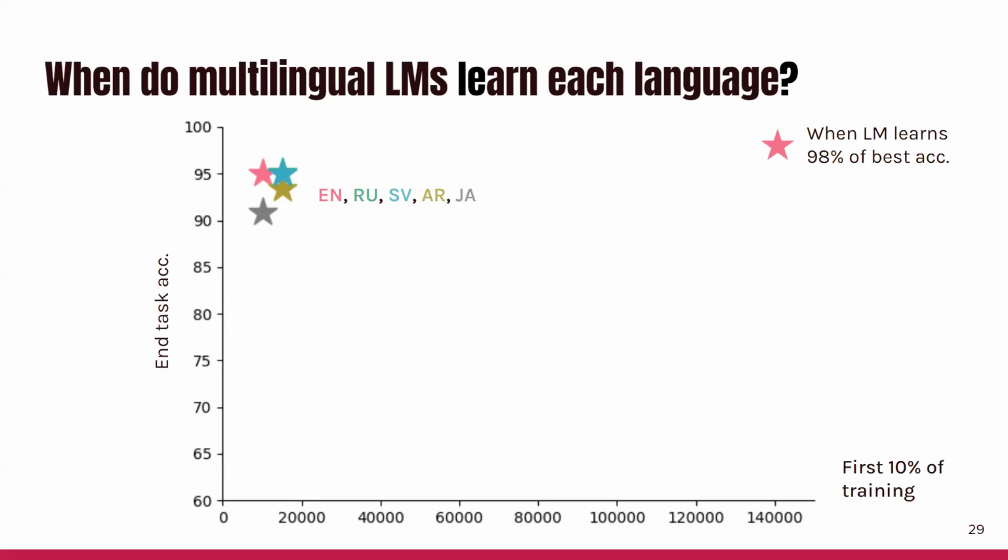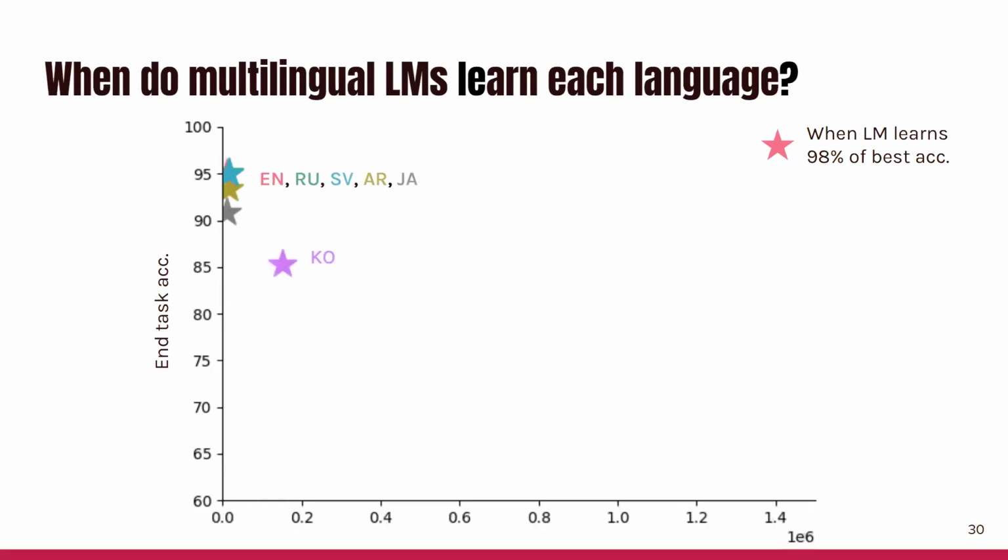And as you can see from this plot, even though we're zoomed in on the first 10% of the training process for XLM-R, it learns most of these languages that we're looking at very early on in training, at least for part of speech tagging. And if we zoom out to the full training scale, you can see that some languages like Korean are learned slightly later, but still pretty early on compared to the full 1.5 million training steps of XLM-R.